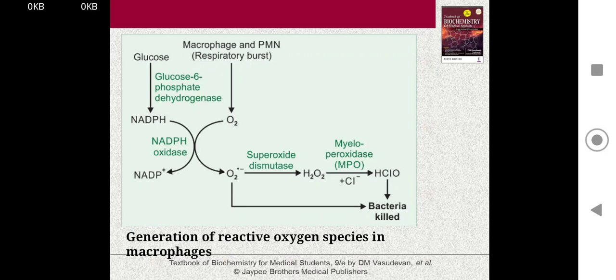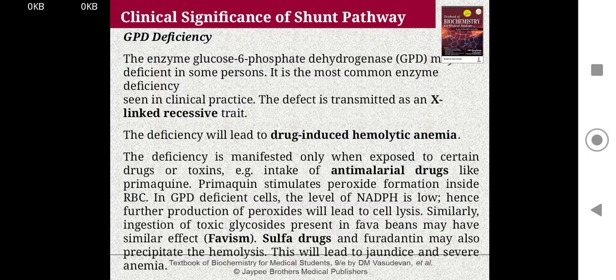Here it is the generation of reactive oxygen species in macrophages. Here oxygen is converted into the free radical oxygen with the help of enzyme NADPH oxidase, which requires the NADPH, which is generated from the glucose via HMP shunt pathway. The clinical significance of shunt pathway.